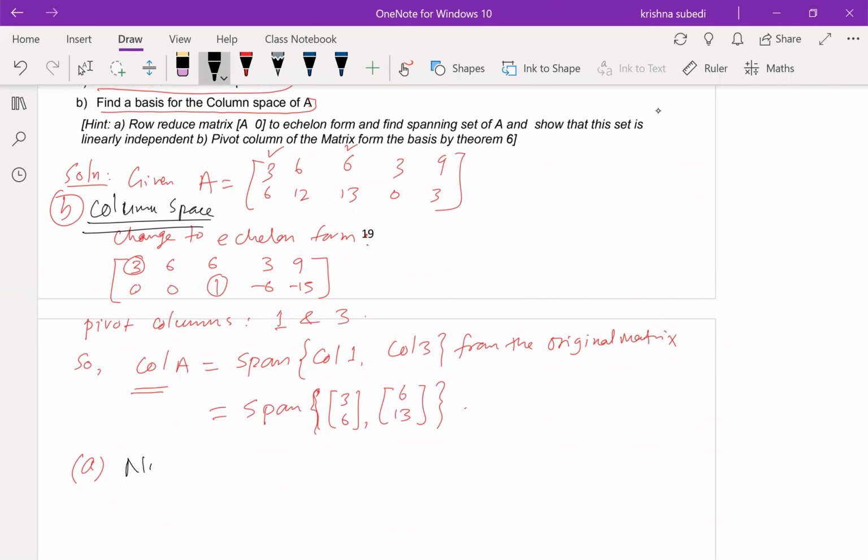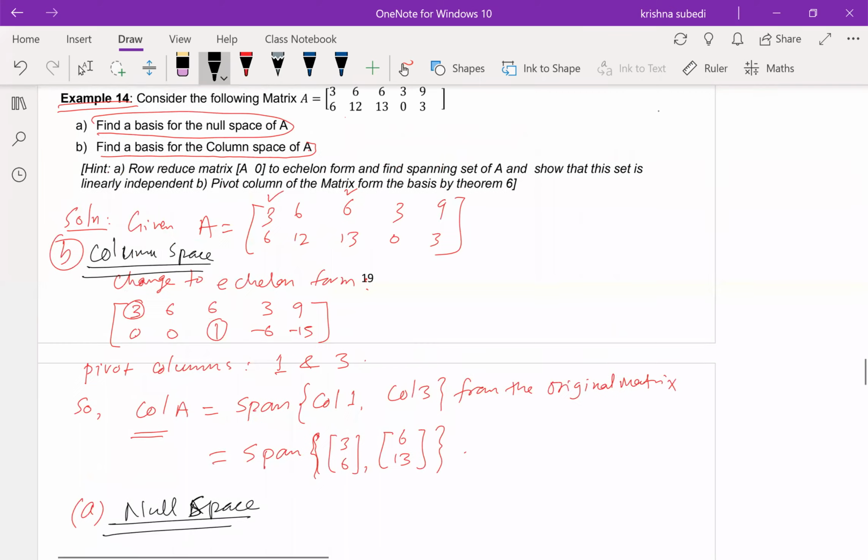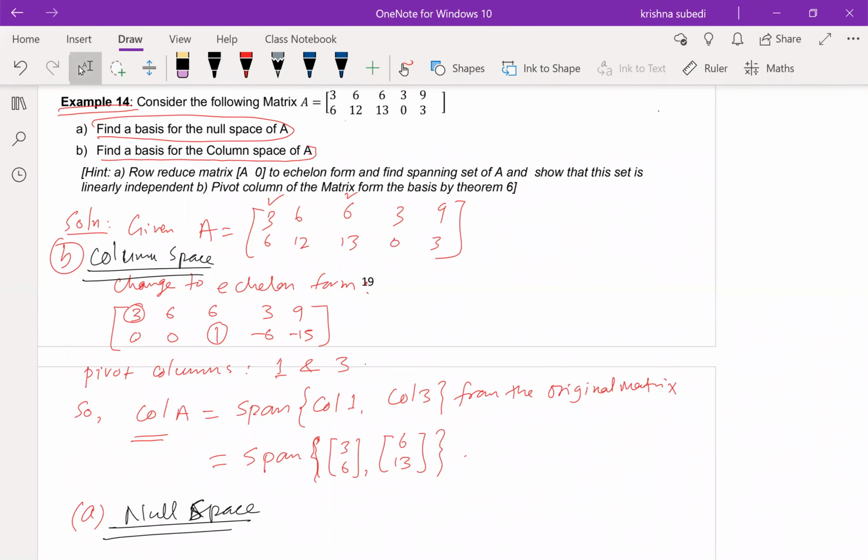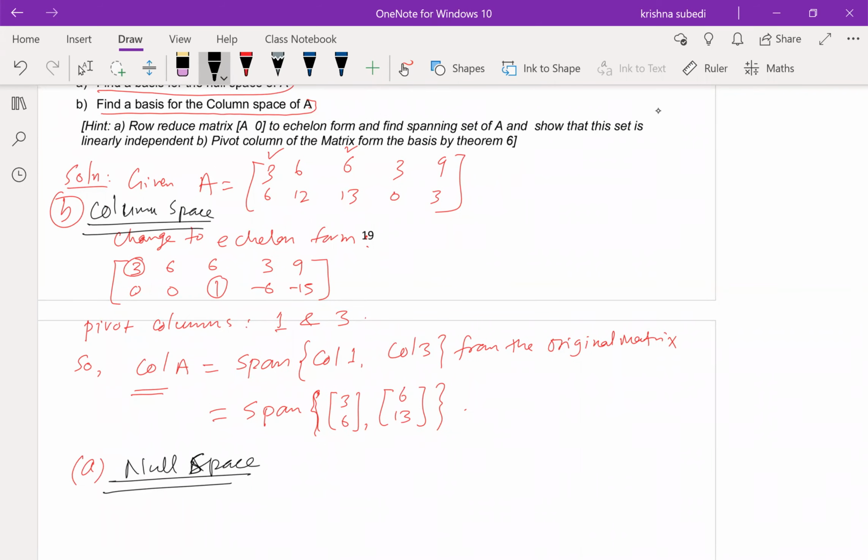Now part A, we will look at null space. Recall the definition of null space. Null space means we need to solve AX equals 0. If X is in the null space of A, then AX equals 0, right? What does that mean? That X is in the null space of A means AX equals 0.